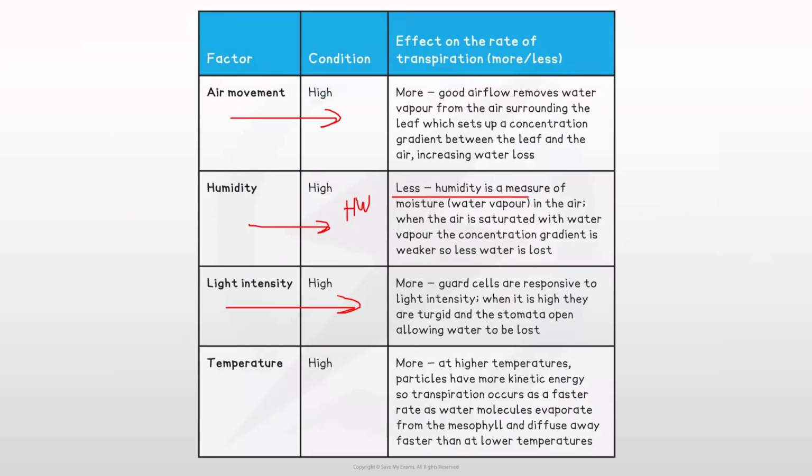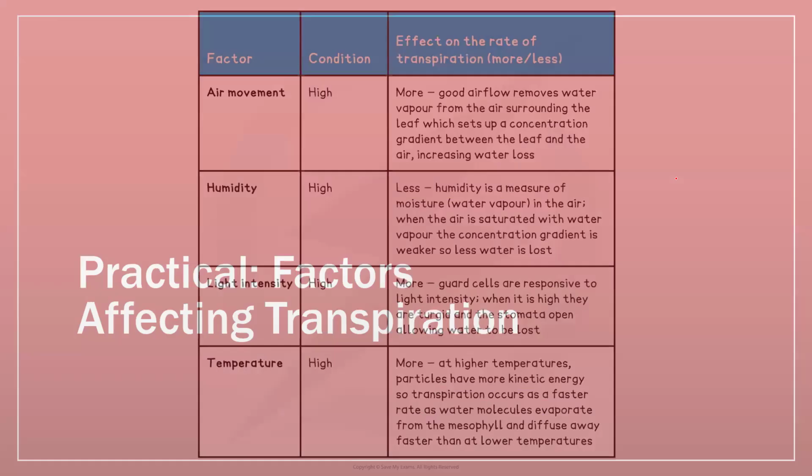If light intensity is high, guard cells would open and more water would be lost. High temperature means that particles will have more kinetic energy, speed would increase, they would evaporate faster and diffuse faster than at lower temperatures. So when air movement increases, light intensity increases and temperature increases, rate of transpiration also increases. But when humidity increases, rate of transpiration decreases. Got it?